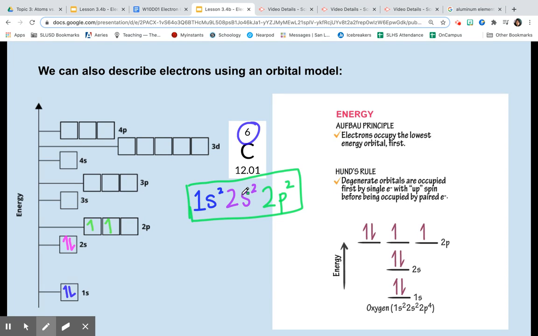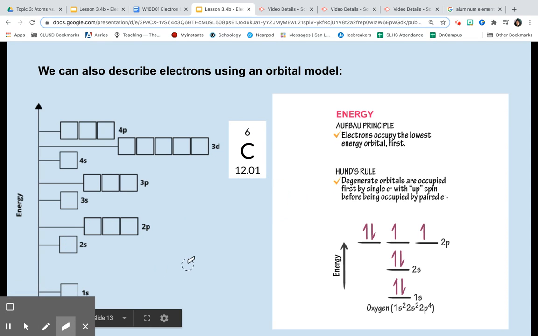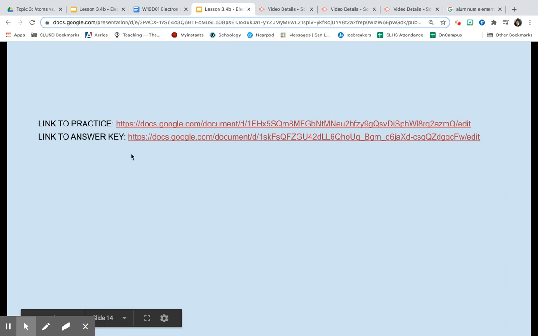All right, so at this point, you should be able to do some practice problems, or at least try them on your own. I'm going to link a reading after this, with a link to the practice and the answer key, in case you want to read more in detail about the quantum atomic model and how we use electron configuration to understand how these electrons move.